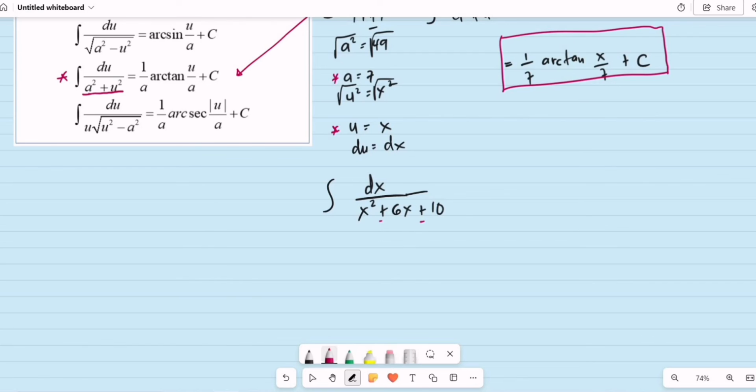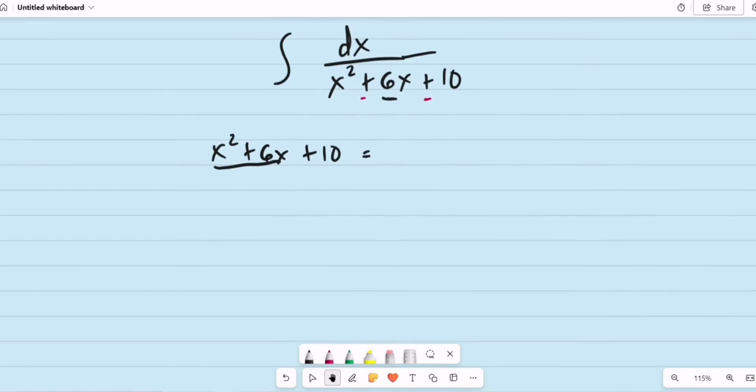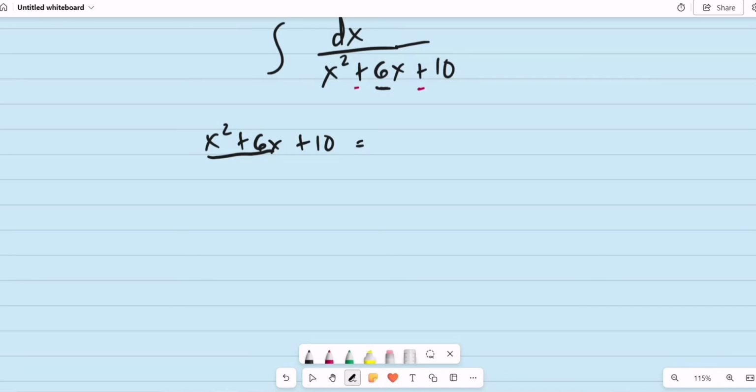What are the factors of 10? We say 2 and 5, but they will not sum up to 6. So let us again do algebraic manipulation. We have x squared plus 6x plus 10. Let us complete the square. For the term x squared plus 6x, we'll just focus on the numerical coefficient of x. So what is half of 6?